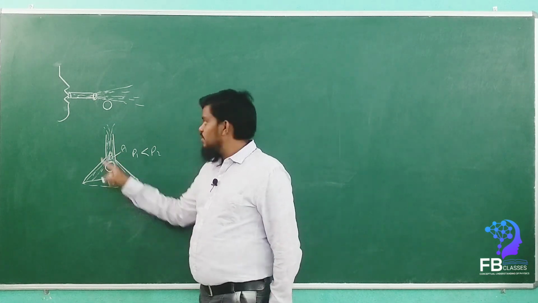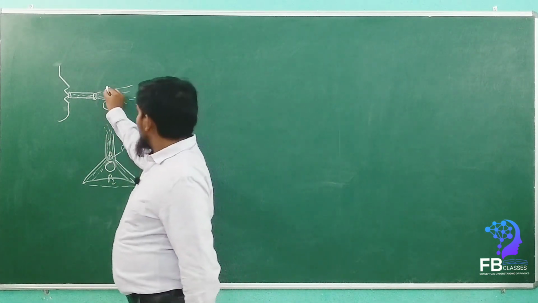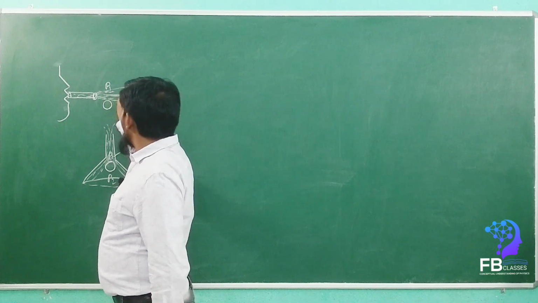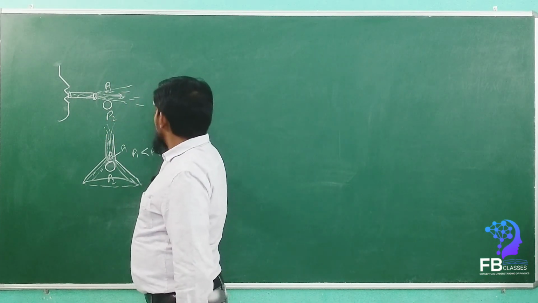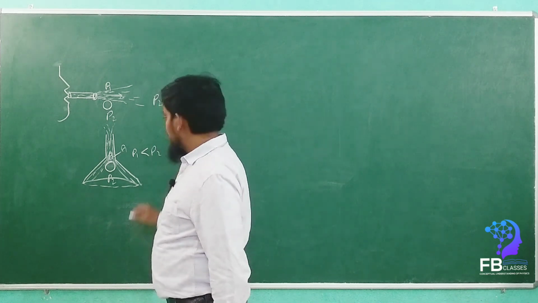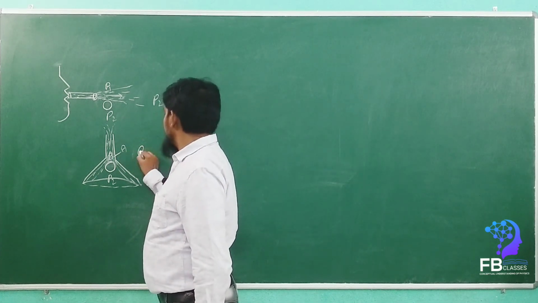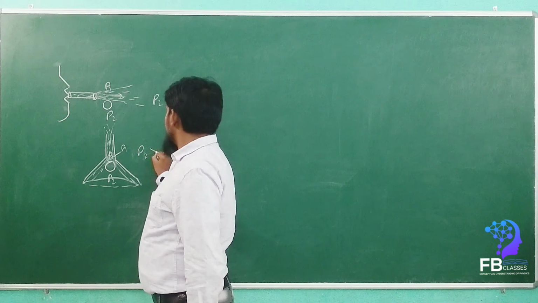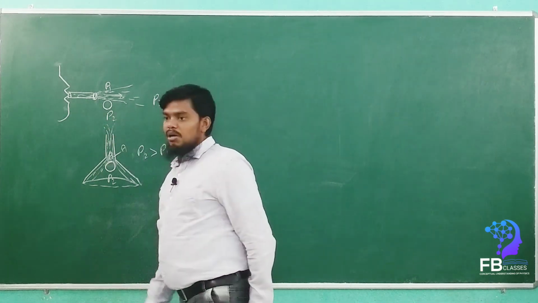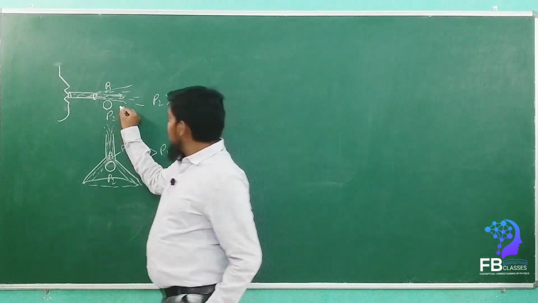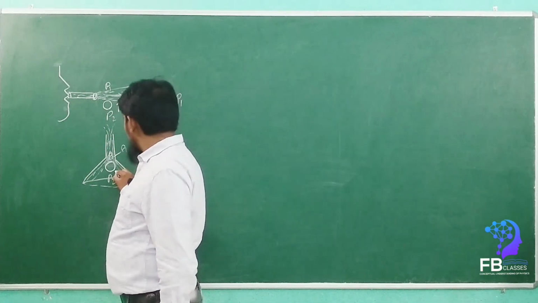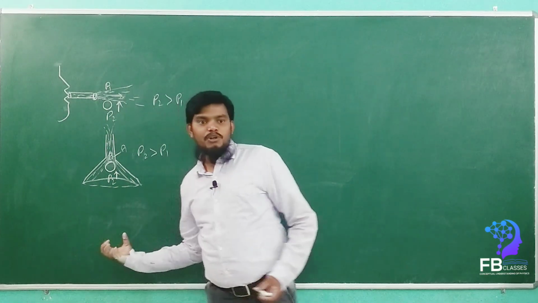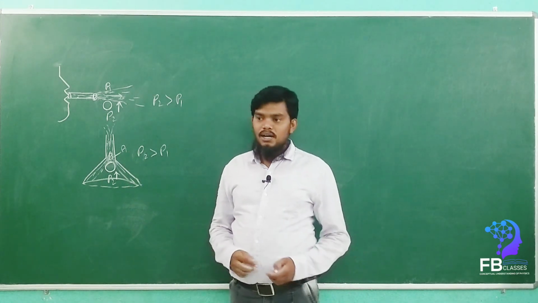Are you getting my point? The same thing is here. If you consider this pressure as P1 and the pressure here as P2, P2 is greater than P1. So that's why the ball will not come down, it will be lifted up. Got it? Here also the ball is lifted up. Are you getting my point?